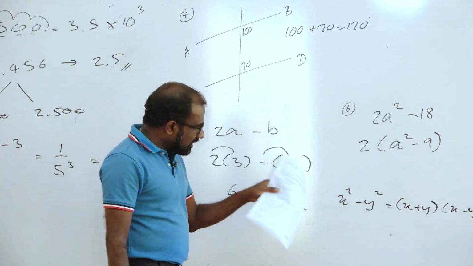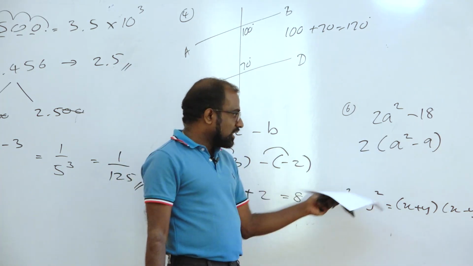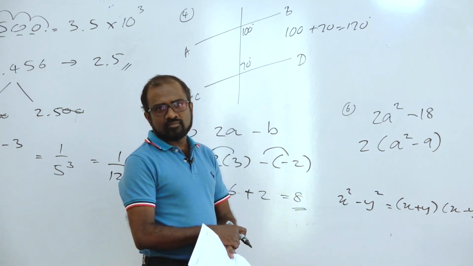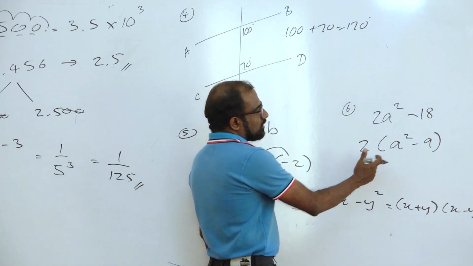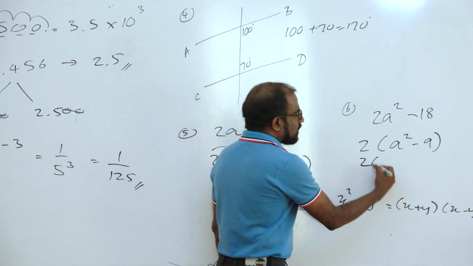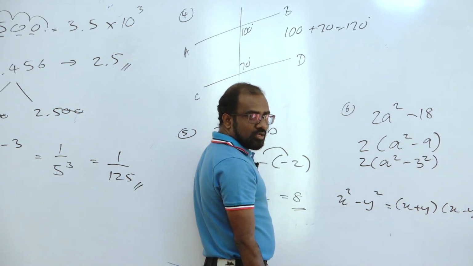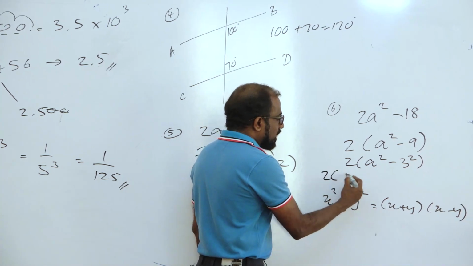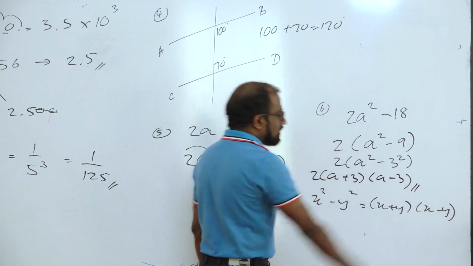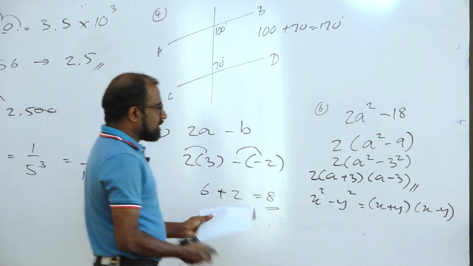If you don't know the theorem, you won't remember it when you look at this. You need to know the theorem. Many children forget the theory in the paper. Learn the theory. So here, a squared minus 9. 9 is a square number. This is a squared minus 3 squared. 9 is 3 squared. And now what are the factors? 2 times a plus 3, other factor a minus 3. Right? 2 times a plus 3, a minus 3.